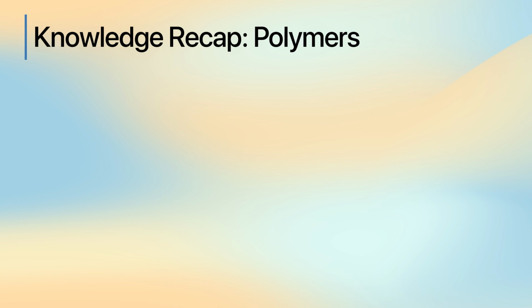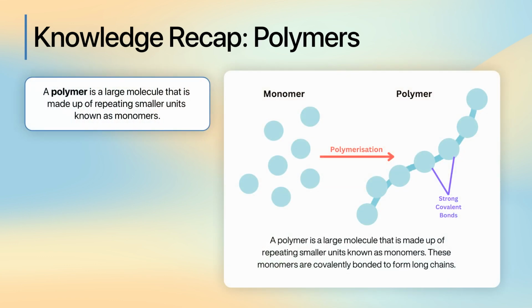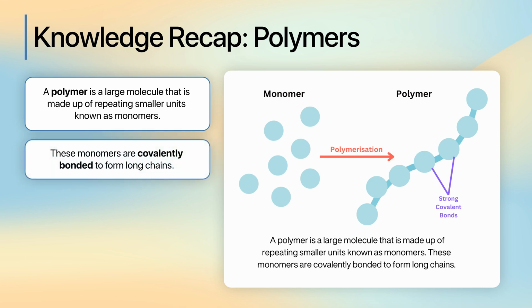Firstly, let us recap what a polymer is. A polymer is a large molecule that is made up of repeating smaller units known as monomers. These monomers are covalently bonded to form long chains.